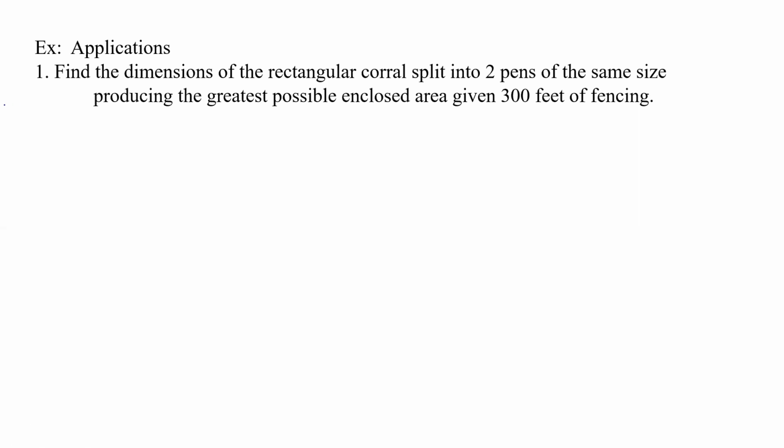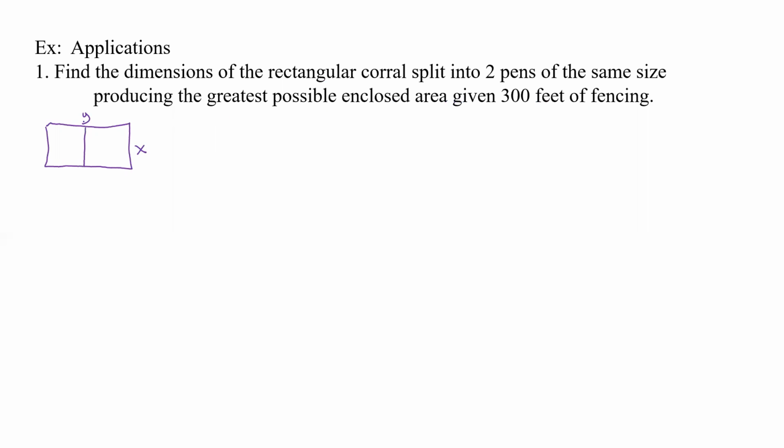Well, let's first draw that rectangle. And we're supposed to make two pens in it. So we're supposed to split it in two that are equal. All right, so we have that. So now if we wanted the greatest possible area enclosed, then what we have to do is find what x times y is equal to. Now, we don't know that. We just know that there's a total of 300 feet of fencing.